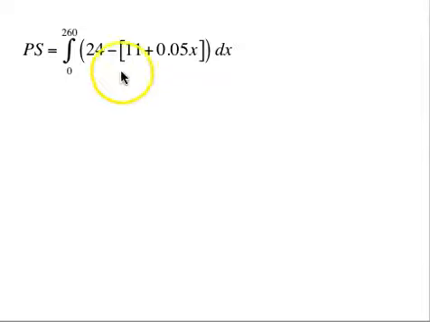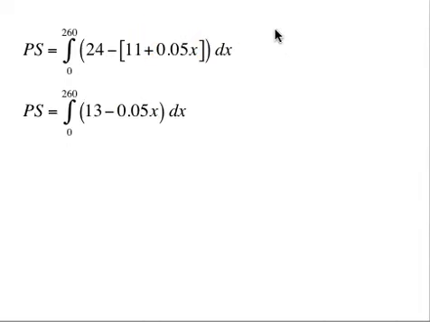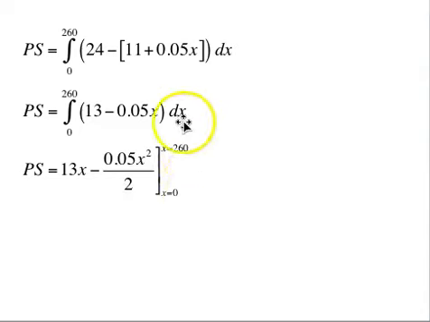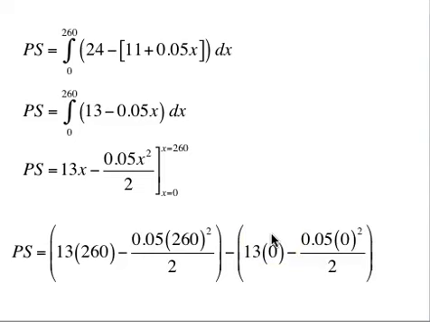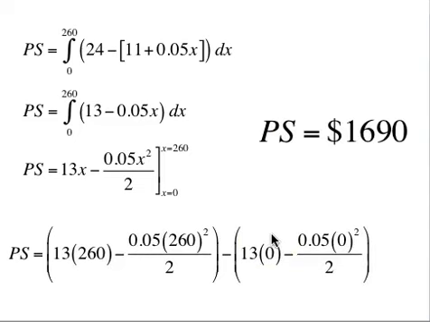So we also have the integral to do for the producer's surplus from 0 to 260 of 24 minus 11 plus 0.05x. 24 minus 11 will be 13 minus 0.05x as you distribute that minus sign. Integral will be 13x minus 0.05x squared over 2, evaluated from 0 to 260. Plugging in 260, 13 times 260 minus 0.05 times 260 squared over 2. Plugging in 0, 0 minus 0, and our producer surplus is $1,690. And that will conclude this lesson.